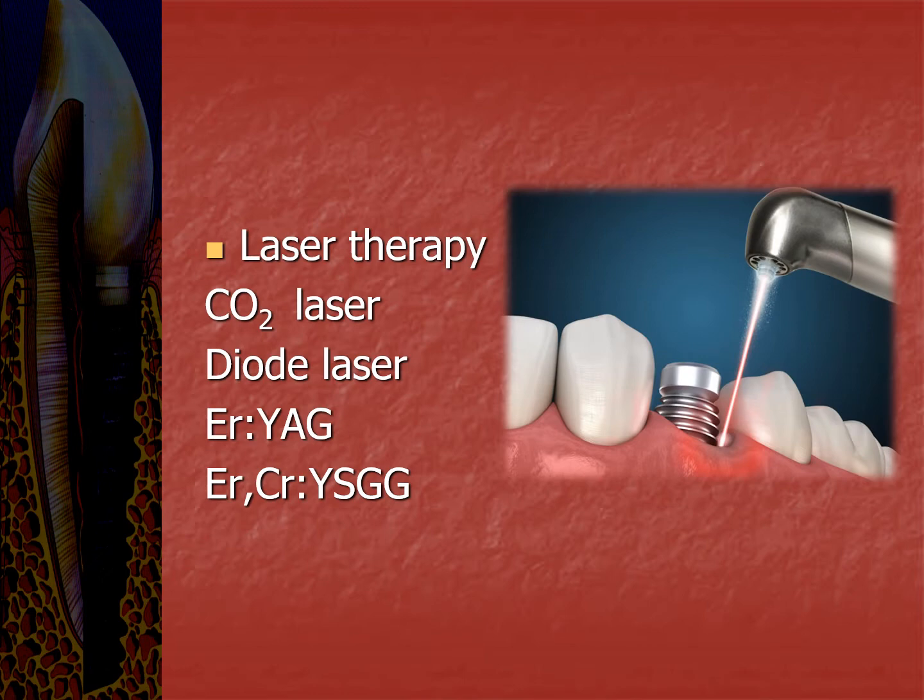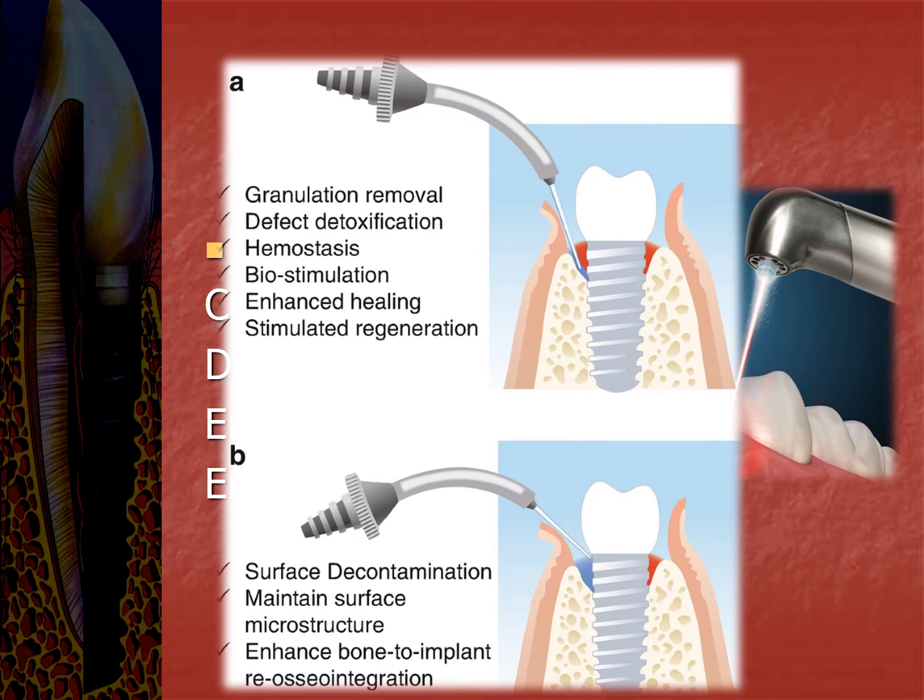Next is laser therapy. Lasers are primarily used to decontaminate the surface of the implant as well as the soft tissue surrounding the implant. Some of the lasers that are utilized are carbon dioxide laser, diode laser, erbium YAG, erbium chromium YSGG, etc. And lasers have also got special uses in the implantology field. They are used for granulation tissue removal, defect detoxification, which we discussed, hemostasis, biostimulation, enhanced healing and stimulated bone regeneration. And in surface decontamination, it maintains the surface microstructure and enhances bone to implant reosseointegration.